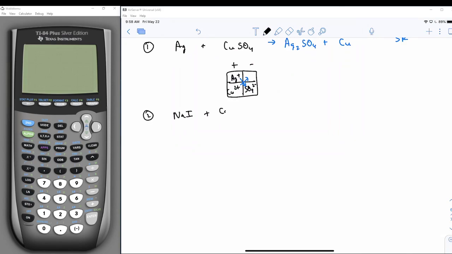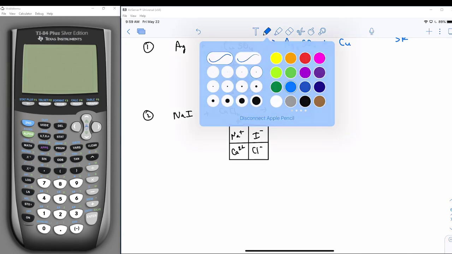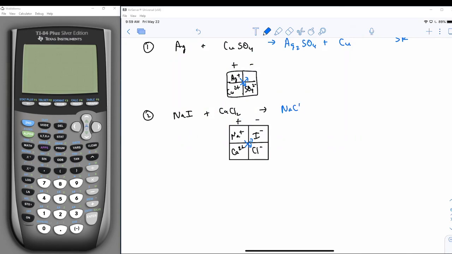NaI plus CaCl2 yields Na plus 1, I minus 1, Ca 2 plus, Cl minus 1. Okay, so we go diagonally. So we get NaCl, because Na plus 1 and Cl minus 1, and then CaI2, which is 2 plus and 1 minus respectively. So then we have to balance 2 and 2, and this is a double replacement or double displacement reaction.